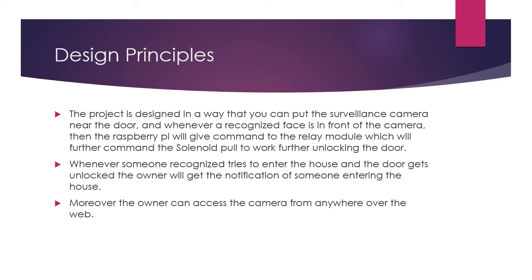Whenever a recognized face is in front of the camera, the Raspberry Pi will recognize the face, and it will command the relay module to further command the solenoid pull, which will unlock the door. After unlocking the door, it will lock itself, right? So whenever someone recognized tries to enter the house and the door gets unlocked, the owner will get a notification of someone entering the house.